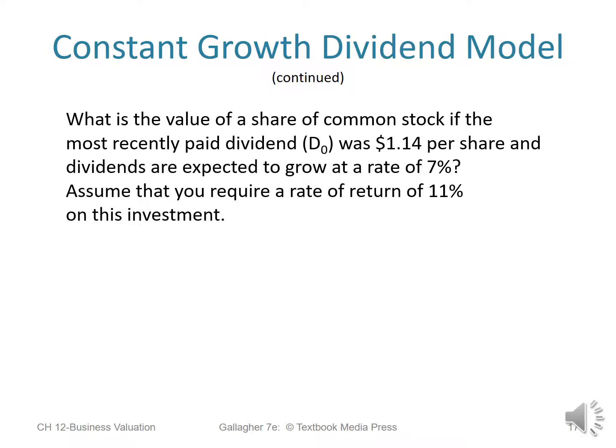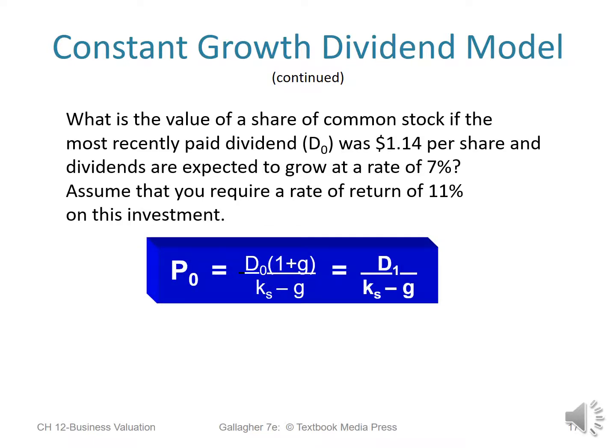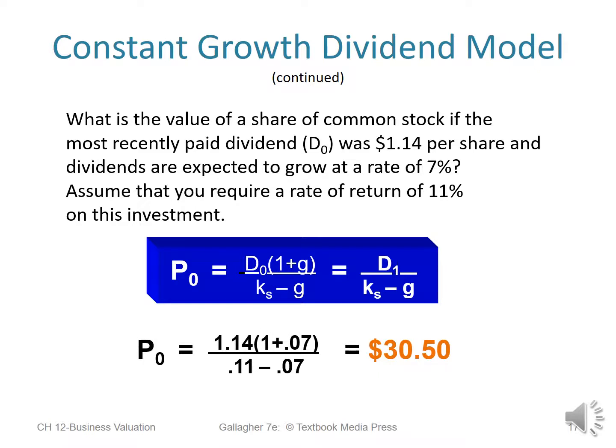For example, what is the value of a share of common stock if the most recently paid dividend is $1.14 per share and the dividends are expected to grow at a rate of 7%? Assume that you require a rate of return of 11% on this investment. We can use this constant growth dividend model to get a price of $30.50.